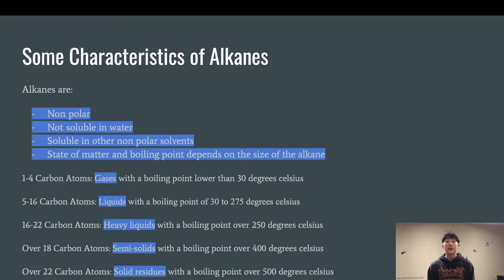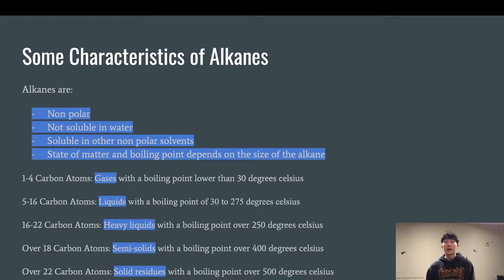There are also some characteristics of alkanes that we need to know. We need to know that alkanes are nonpolar. They are not soluble in water, but they are soluble in other nonpolar solvents, since water is polar. And the state of matter and boiling point depend on the size of the alkane, more specifically just the number of carbon atoms in the alkane.